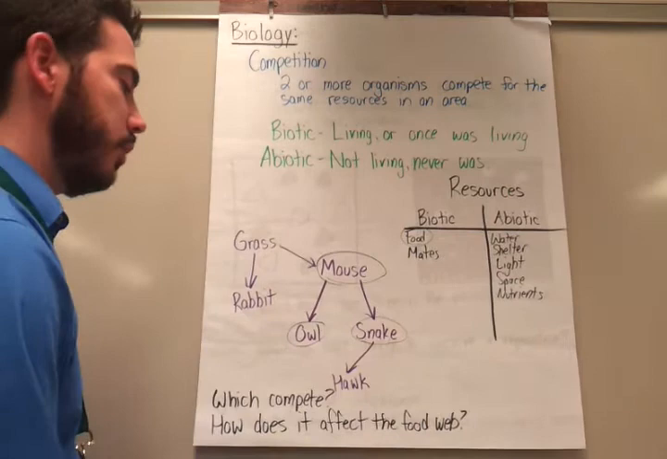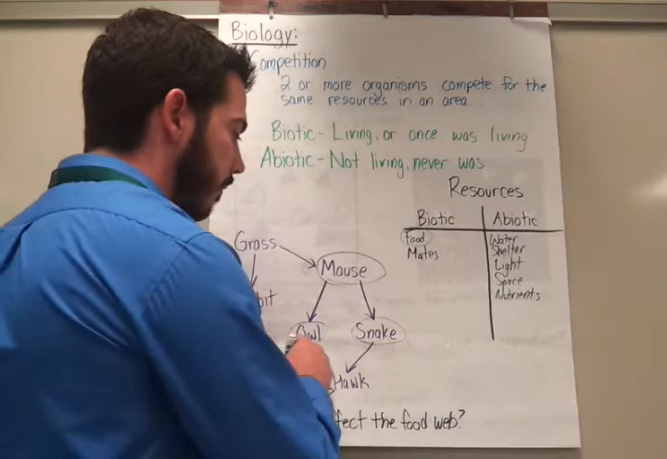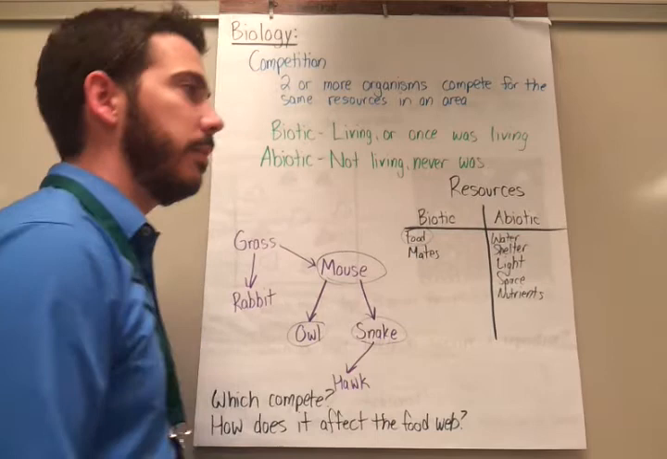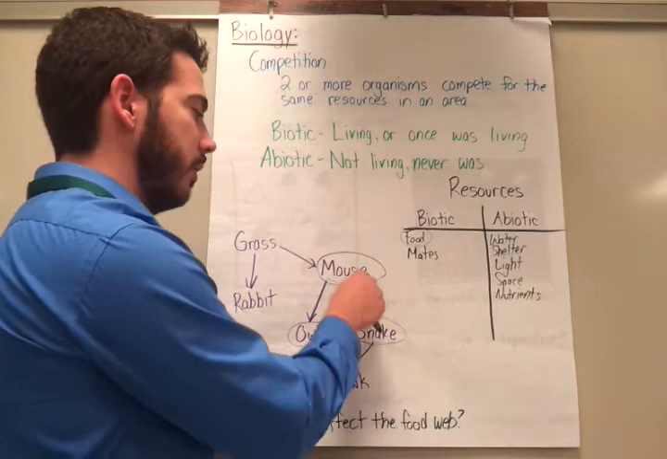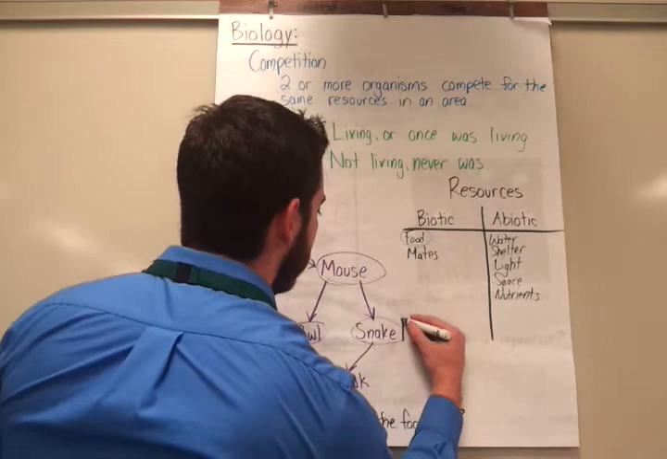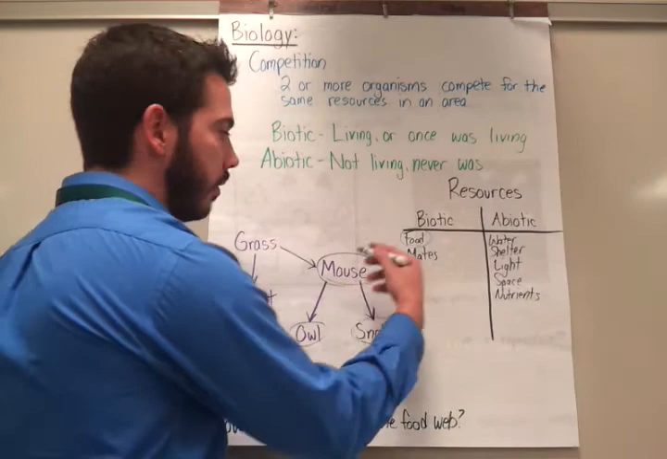And how does it affect the food web if we have population changes? Well, if these guys are in competition with each other, first of all, that's going to hurt them because it's not going to allow them to reproduce as much. There'll be fewer snakes because some snakes are starving. And why are they starving? Because there's fewer mice because there's owls. If we, for example, have an increase in the snake population, then what will happen to the mouse population? The mouse population will decrease because there's more mice being eaten.